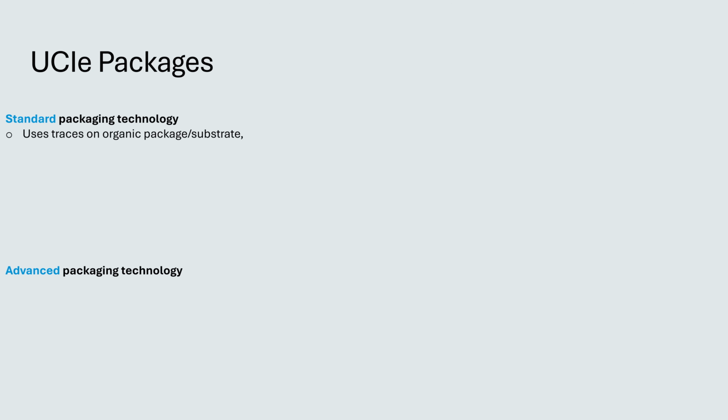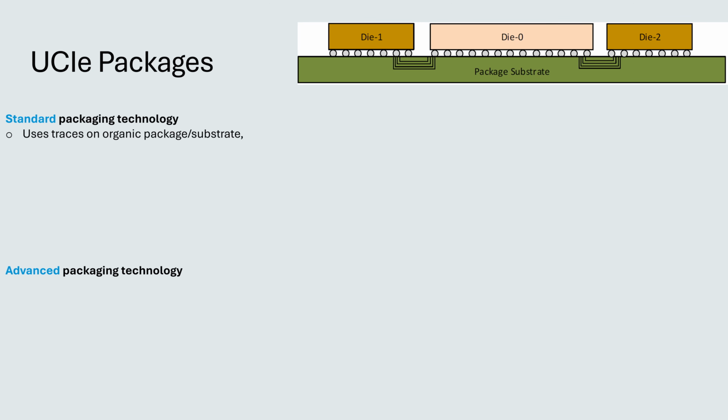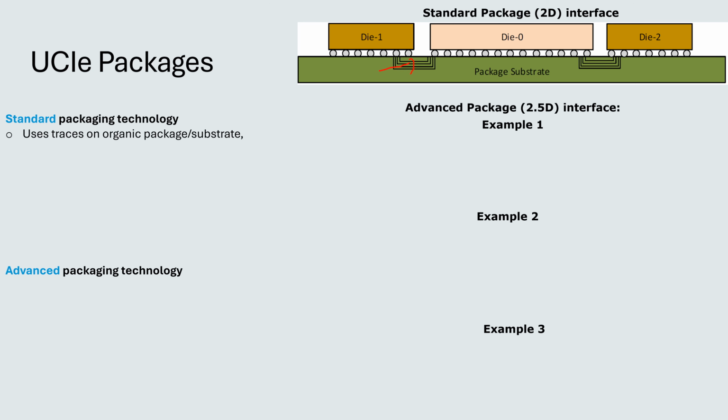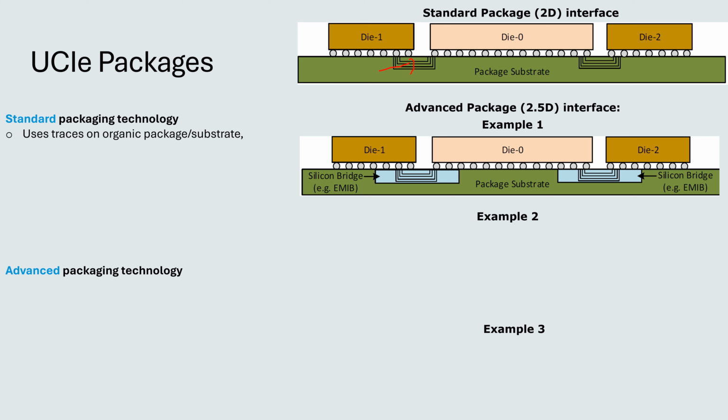Standard packaging technology uses traces on organic package or substrate. For example, in this image, the green colored one is a substrate. So it uses the traces to connect nearby dies.